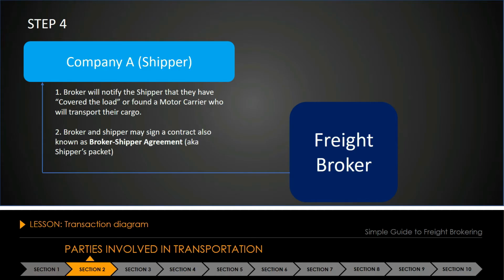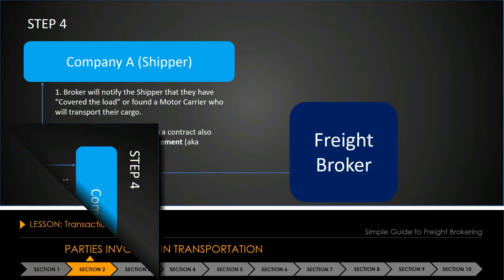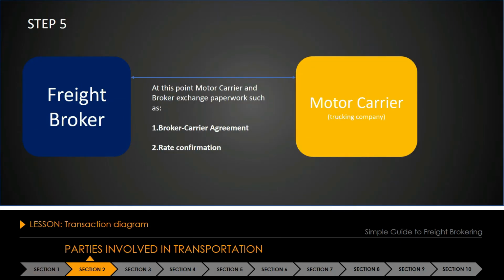At this point, the broker will notify the shipper that they have covered the load, or in simple words, found a motor carrier who will transport their cargo. Broker and shipper may sign a contract, also known as the broker-shipper agreement, or the shipper's packet. Then the broker and motor carrier will also exchange paperwork, such as a broker-carrier agreement and a rate confirmation.